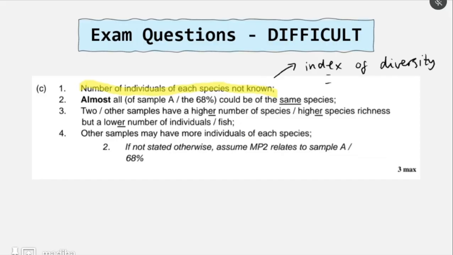It includes two things. Excuse my handwriting. So species richness, which is a given, and then the population sizes. And obviously here the population size is not given, so you talk about that. Okay, that's the first mark.